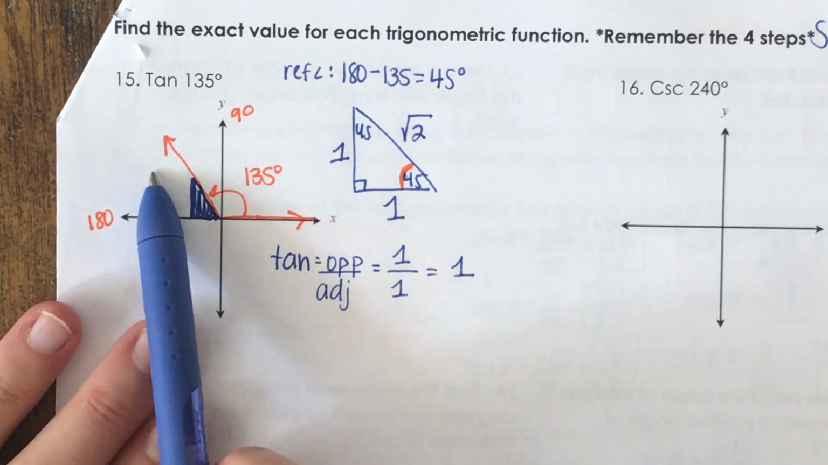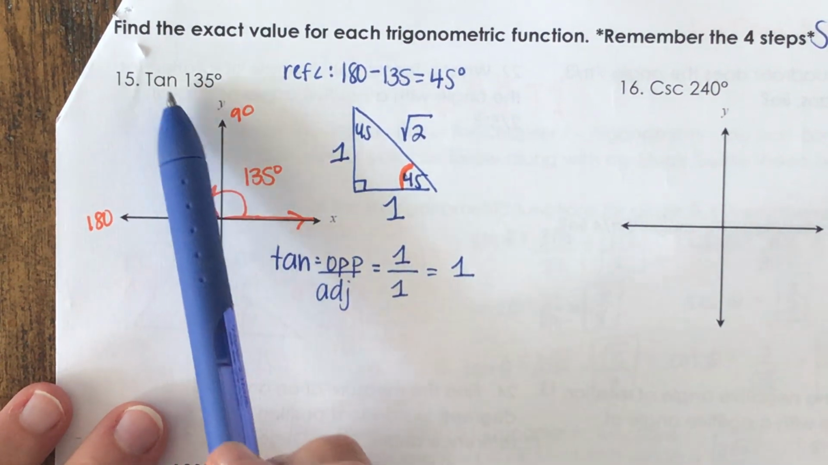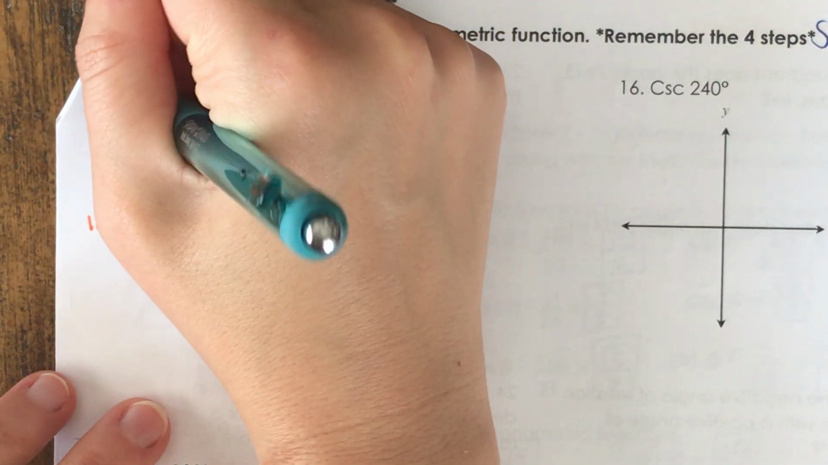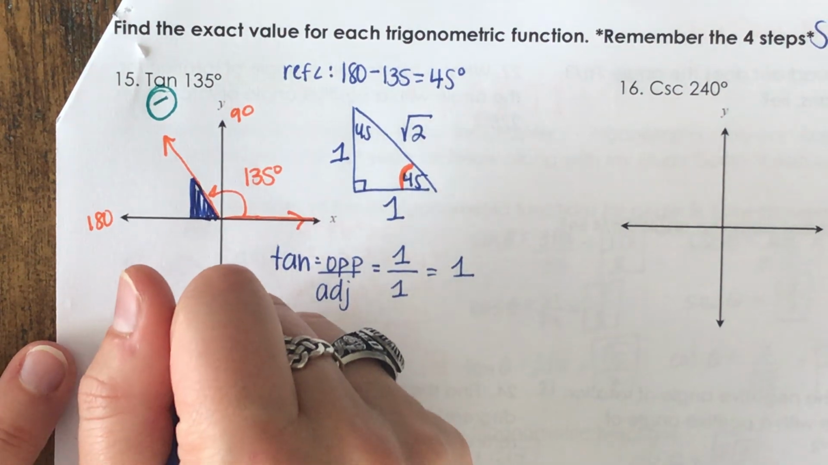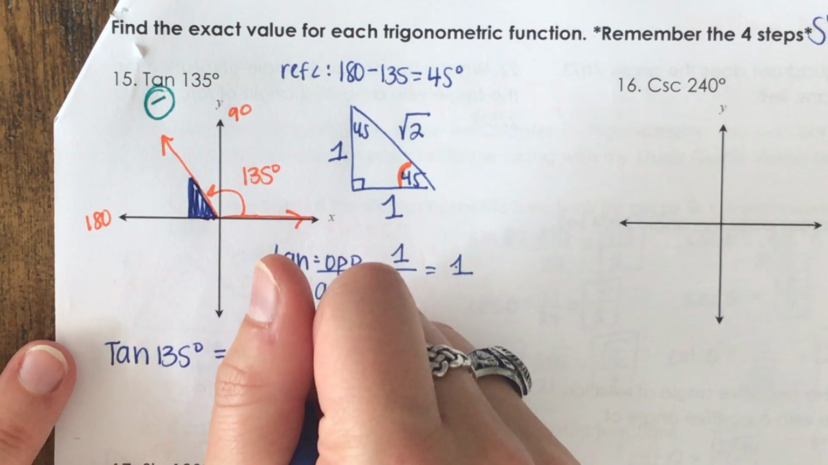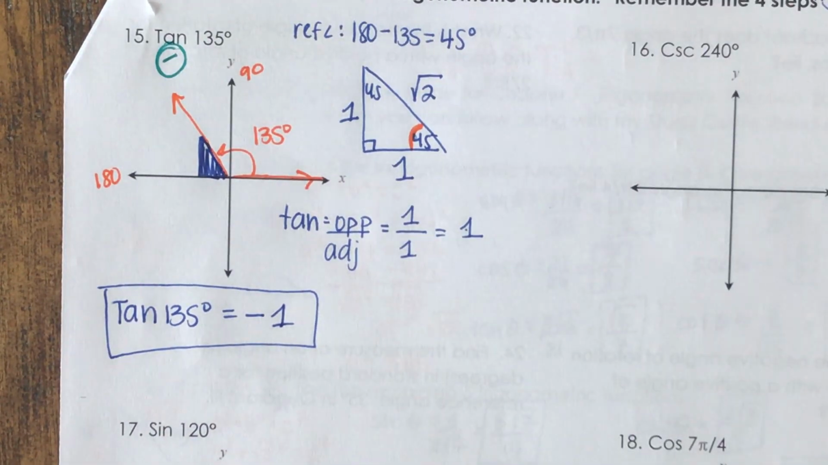And then I know I'm in the second quadrant. The only thing positive in the second quadrant is the sine. I'm looking at the tangent, so my answer has to be negative. So my final answer is the tangent of 135 degrees is negative 1. And there I go with the first one.